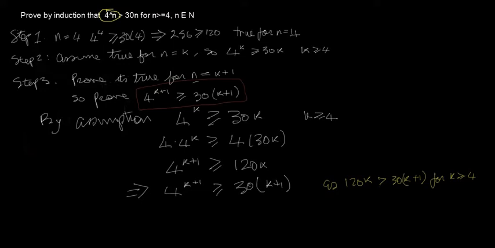Step 3, we have to prove that it's true for n equal to k plus 1. So again, that means we're trying to prove that 4 to the power of k plus 1 is greater than or equal to 30 multiplied by k plus 1.